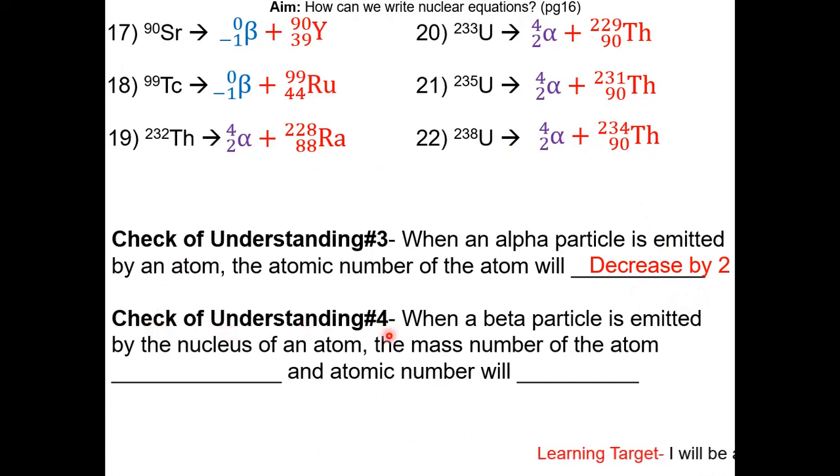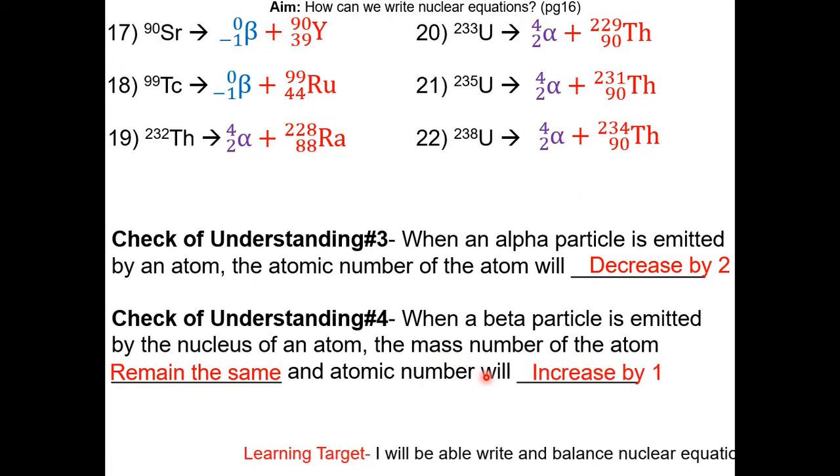Check of understanding number 4. When a beta particle is emitted by a nucleus of an atom, the mass number of the atom will remain the same and the atomic number will increase by 1. You'll see this pattern if you worked on the problems.